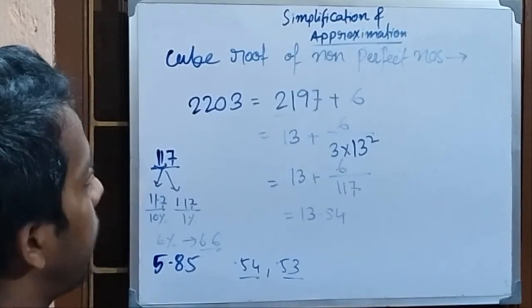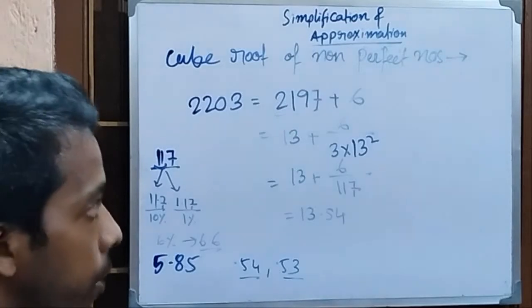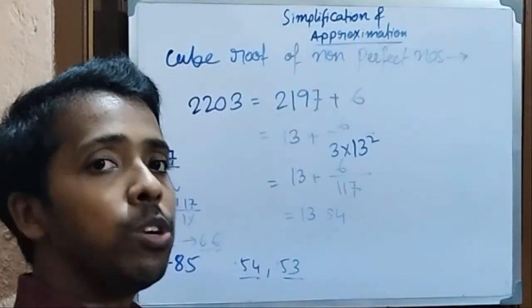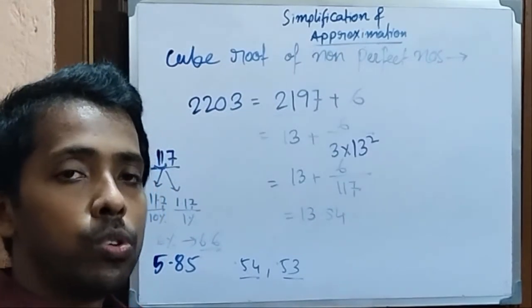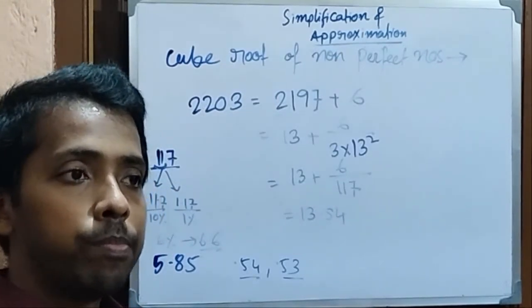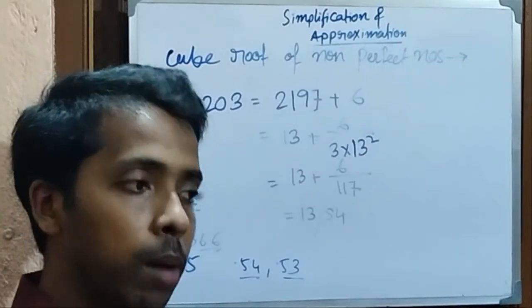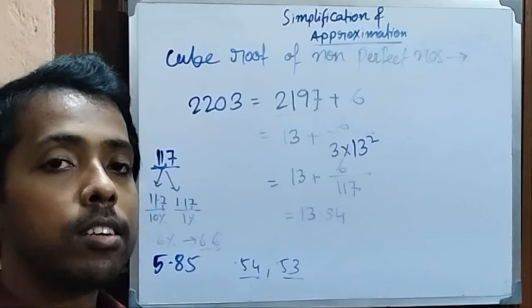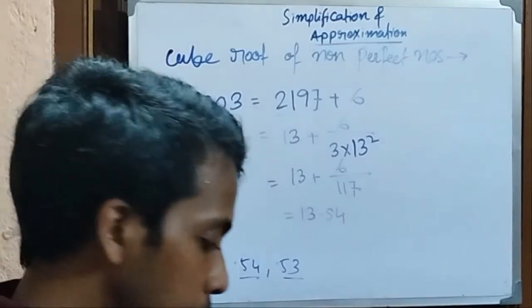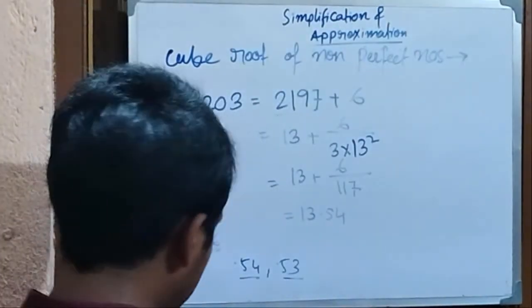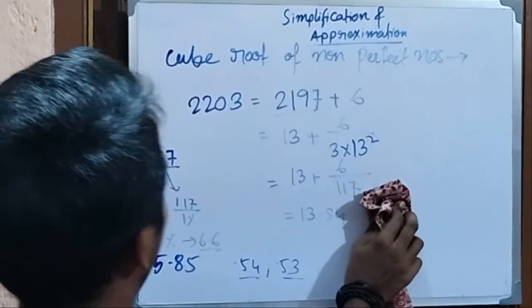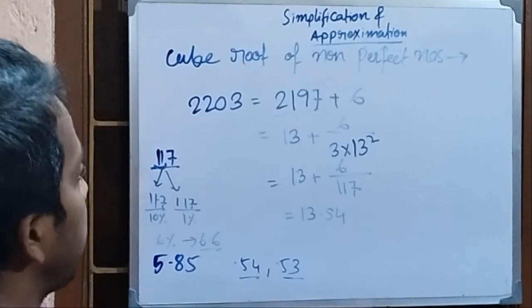This is the square root and cube root of non-perfect numbers. And now we will move to some other multiplication technique which is very important. You will understand, just keep an eye and you will understand. I hope this part is clear.